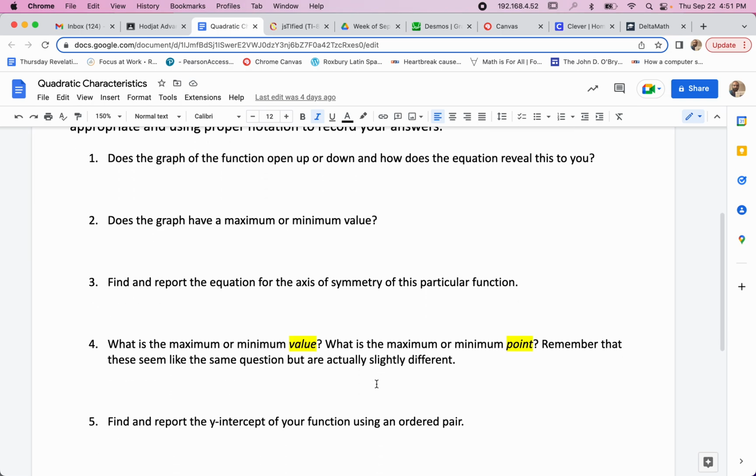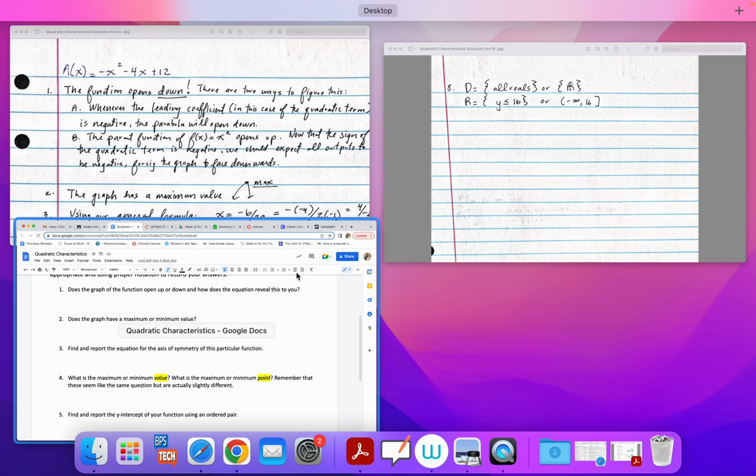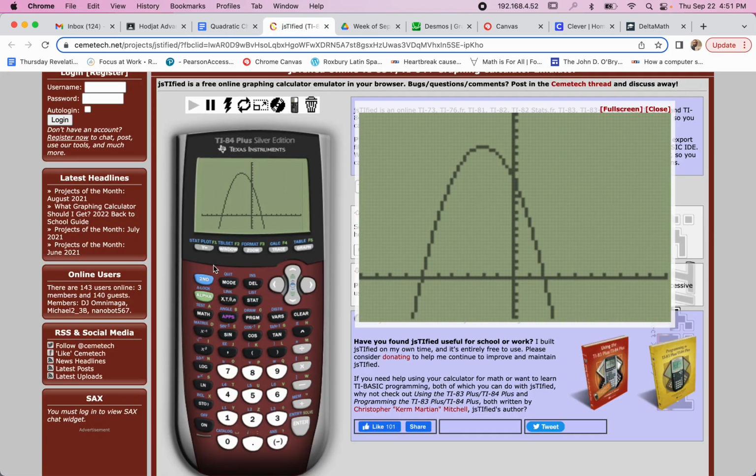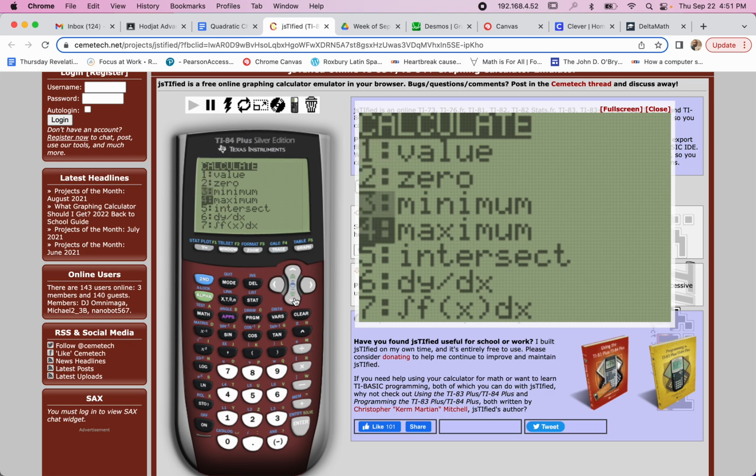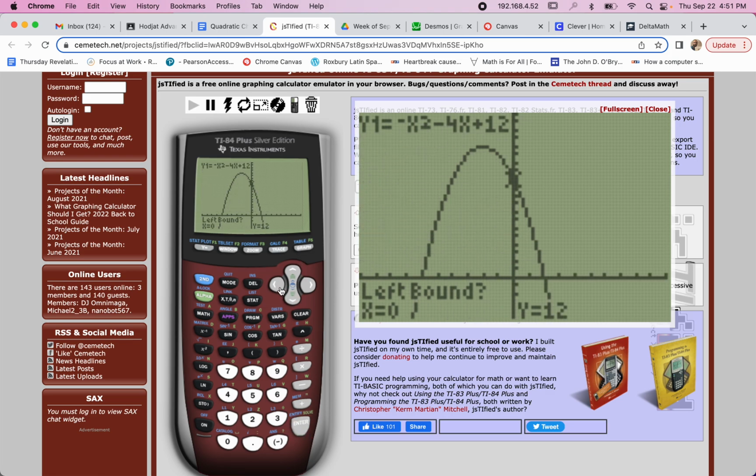Well, that's wrapped up in finding its vertex, and I think I did a video on this for you that you watched, but happy to do it again. We're going to go to second and calculate, and we're looking for the maximum value. So I'm going to set parameters here with my cursor to the left of that max value and to the right of it, and then press enter, and there's my max value at -2, 16. That's actually the maximum point. The maximum value, again, is just the number 16. Remember that this is, effectively, the number -2.